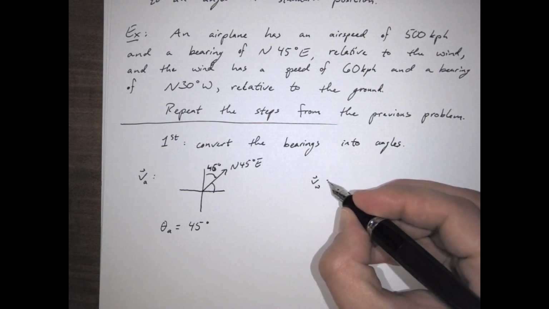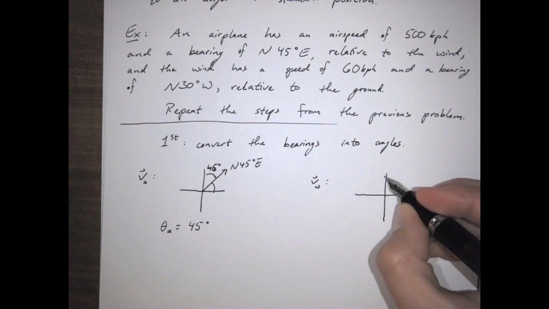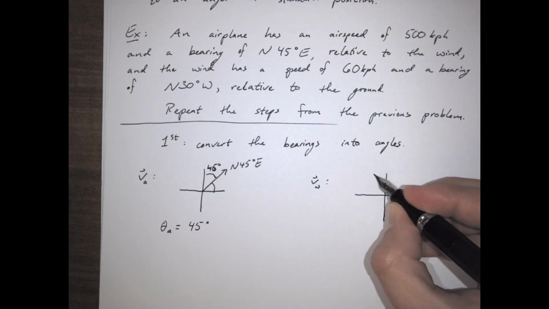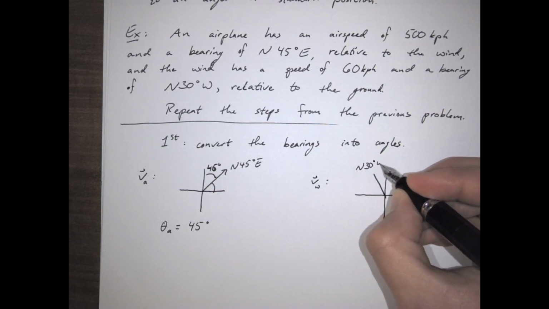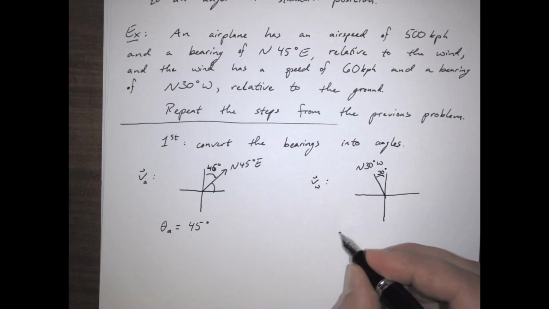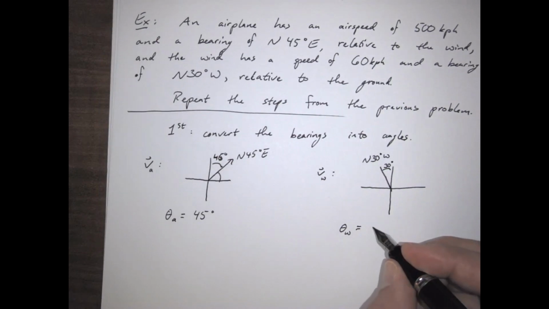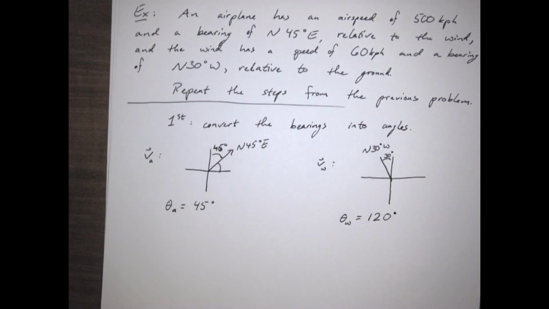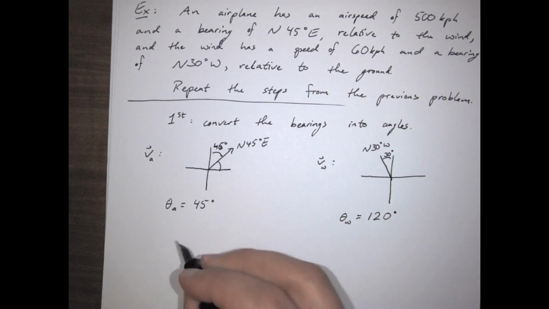For the wind, north 30 degrees west. So it's from north, it's 30 degrees off in the direction of the west. So what's that mean this theta is going to be? So the theta for the wind is going to be 90 degrees plus 30 if we want to put it in standard position. So it's 120 degrees. So you have to interpret the bearing and turn that into a theta. And then the rest would proceed as above.